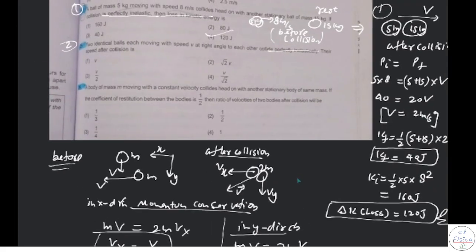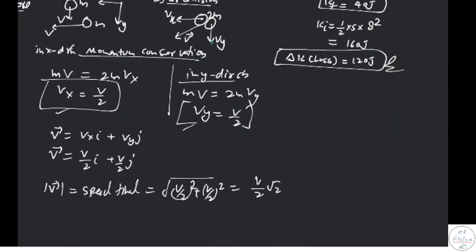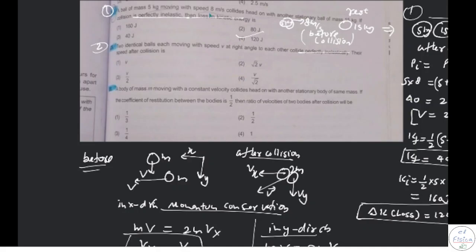Or we can say that it will be v by root 2. So this will be the answer. Yes, sir, it's correct. Okay, so this will be the answer.